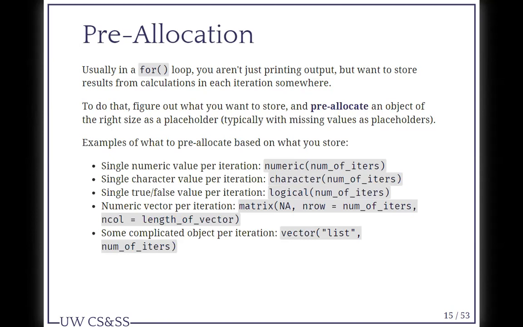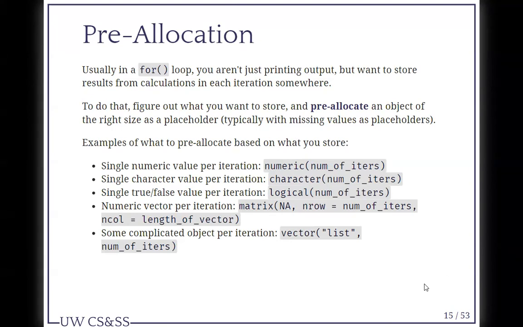Some examples of what to pre-allocate based on what you store. Let's say you want a single numeric value per iteration of your loop. You can make a vector using the numeric function for whatever number of iterations you're interested in. You can make a single character value per iteration using the character function. I don't get a lot of use out of true false for loop allocation using logical, but this is how you would do that.